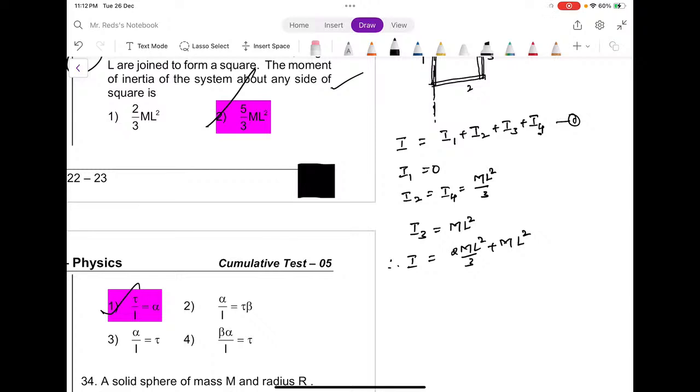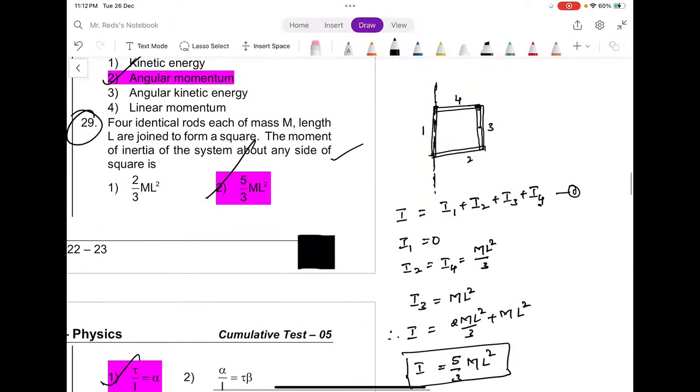So now therefore this gives you 2 ml square plus 3 ml square by 3, that is 5 by 3 ml square, which is I. So this is given in which option? Let us see here. 5 by 3 ml square is given in the second option. I hope it is clear for you.